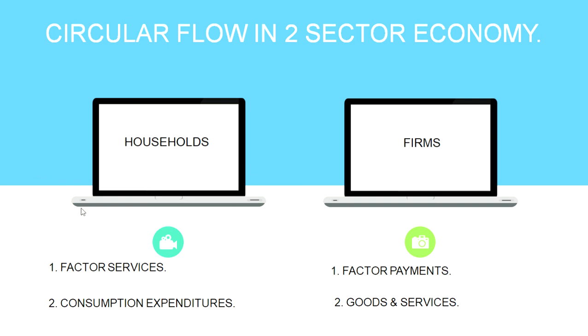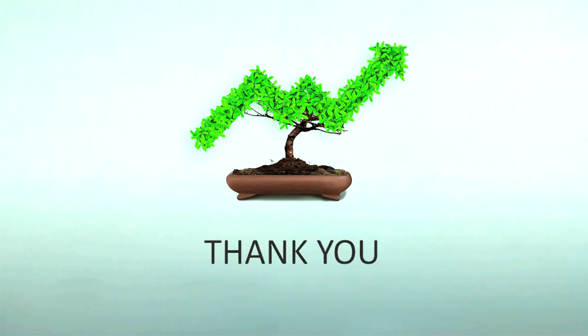So the flow of the transaction takes place only between households and firms. Whatever goods are required are produced by firms, and whatever the firms produce is fully purchased or used by households. So the movement of transactions takes place only between households and firms. Then it is called circular flow of income in a two-sector economy, or it is also called a closed economy.